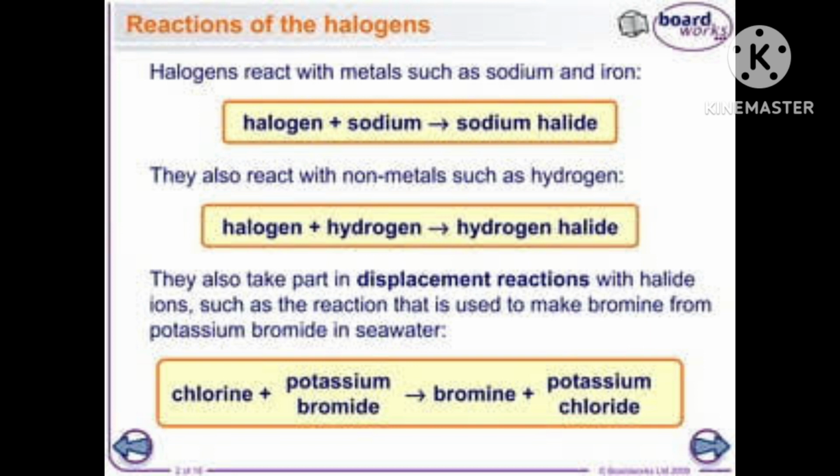I2O5 is a very good oxidizing agent. Remember, I2O5, iodine pentaoxide, is a very good oxidizing agent and is used in the estimation of carbon monoxide. This question is asked.